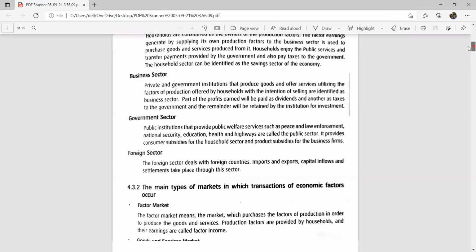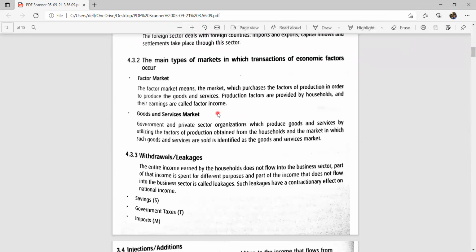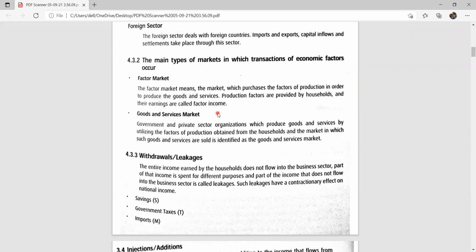After discussing four sectors, we will consider two types of markets, actually factor market and goods and service market, two main markets. Factor market, of course, factors of production: land, labor, capital, enterprise. Actually, all the factors of production are traded. Resources are supplied to the market. These resources are purchased by the firms. The purpose is producing goods. Meanwhile, households receive factor income from the factor market.